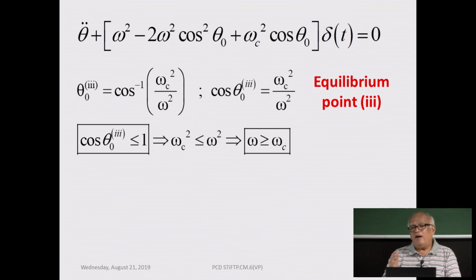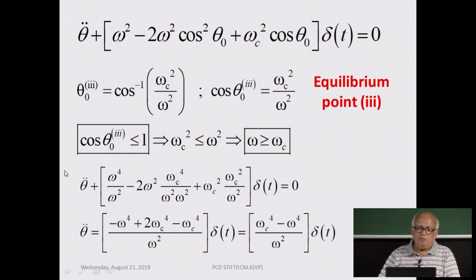So, the angular speed will always have to be greater than the critical speed. You will not have any intermediate angle as an equilibrium point unless you have the hoop rotated about the vertical axis above that critical angular speed, which is omega greater than or equal to omega c. That is a necessary condition, and you are guaranteed that omega must be greater than or equal to omega c. So, now you can put this condition over here, because cosine theta 0 is equal to omega c square over omega square.